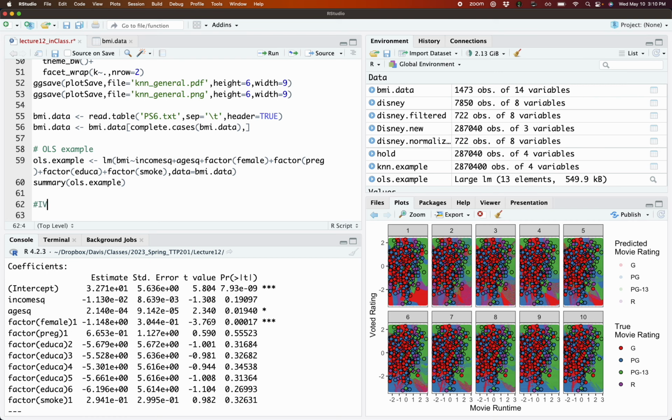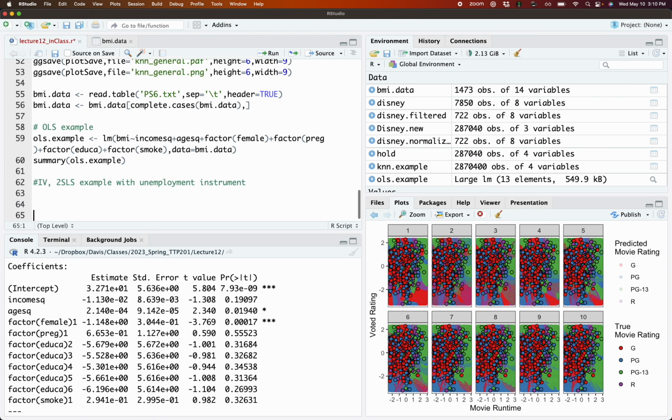And now we're going to look at the instrumental variable using a 2SLS, which stands for two-stage least squares. And we're going to use unemployment as the instrument. So, two-stage least squares. Actually, I didn't go through this.